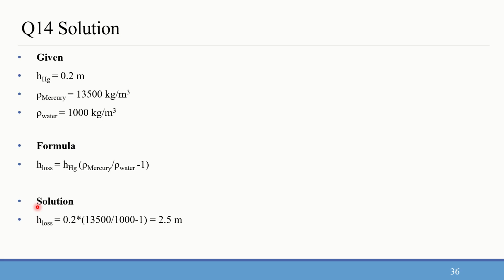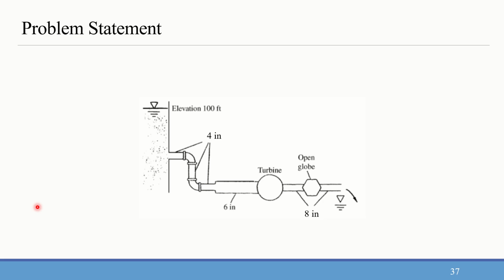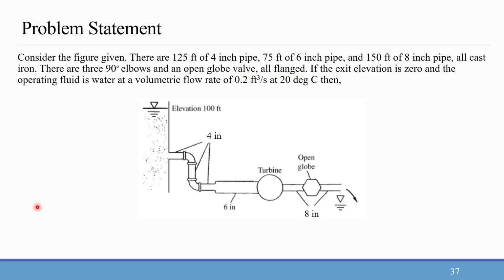That is for question 14. Now we will go to question 15. In question 15, what we got? Consider the figure given below. There are 125 feet of 4-inch pipe, 75 feet of 6-inch pipe, and 150 feet of 8-inch pipe, all cast iron. There are three 90-degree elbows and an open globe valve, all flanged. If the exit elevation is 0 and the operating fluid is water at a volumetric flow rate of 0.2 feet cube per second at 20 degrees Celsius, then dash.